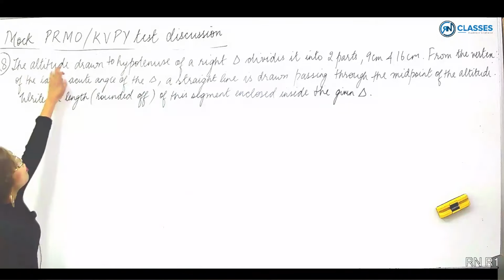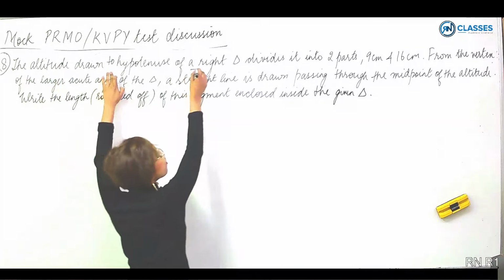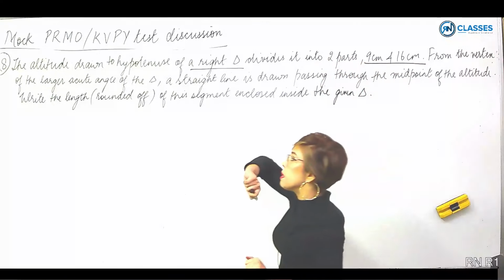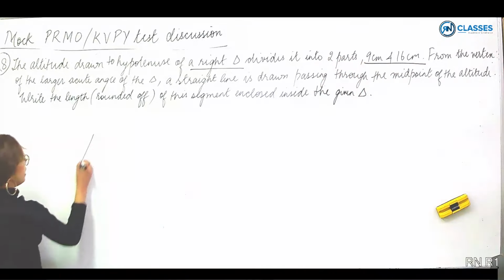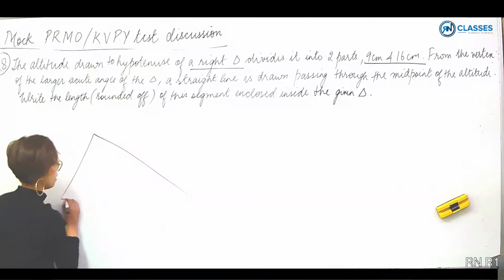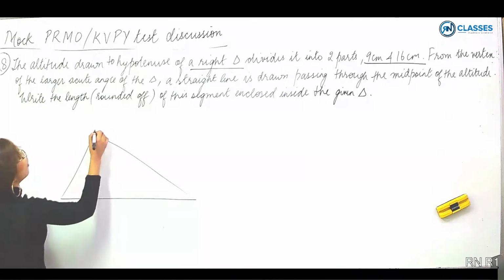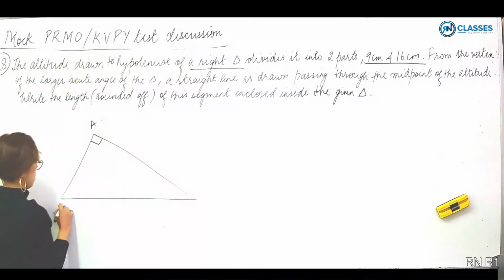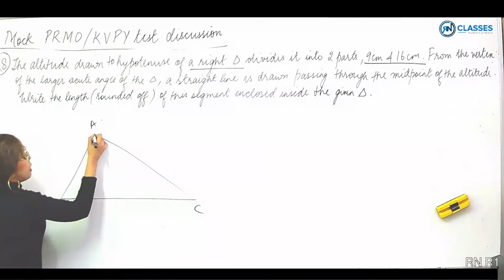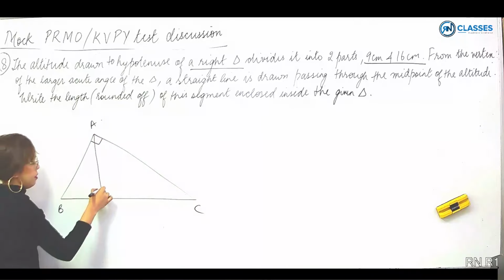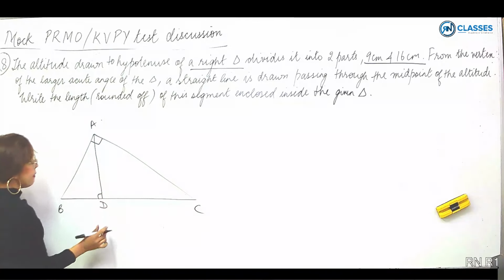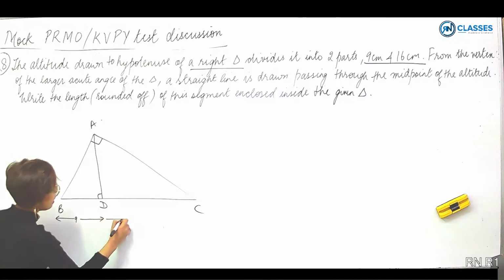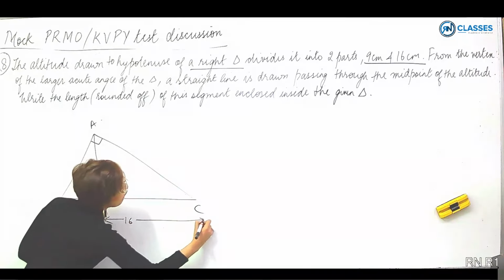He says the altitude drawn to the hypotenuse of a right triangle divides it into two parts, 9 cm and 16 cm. Now, I have a right triangle, somewhat like this. The altitude drawn to the hypotenuse. Obviously, this angle is 90 degrees. A, B, C. This is the hypotenuse. Let this point be D. Divided into two parts, 9 and 16. BD is 9, DC is 16.